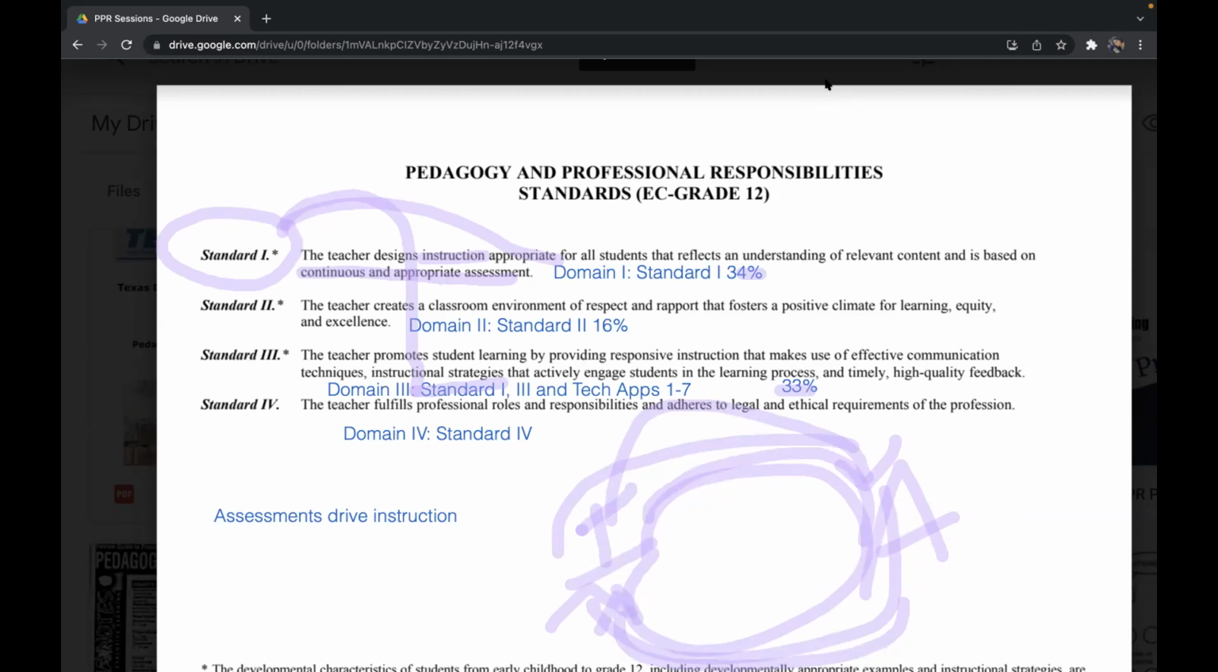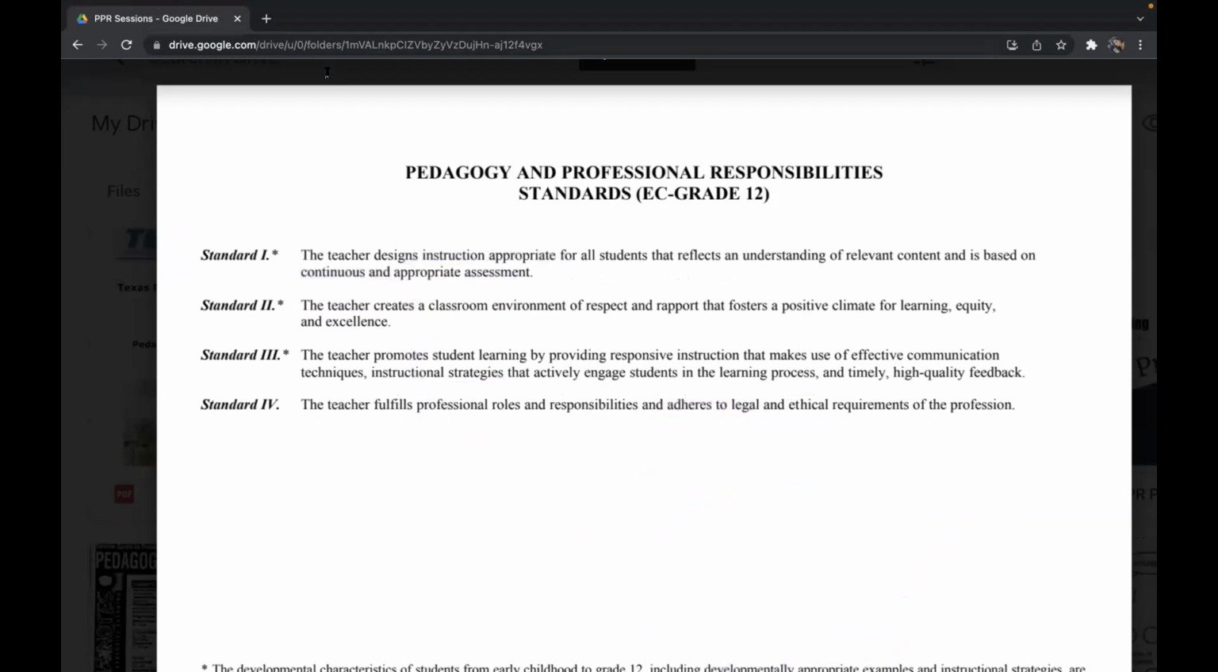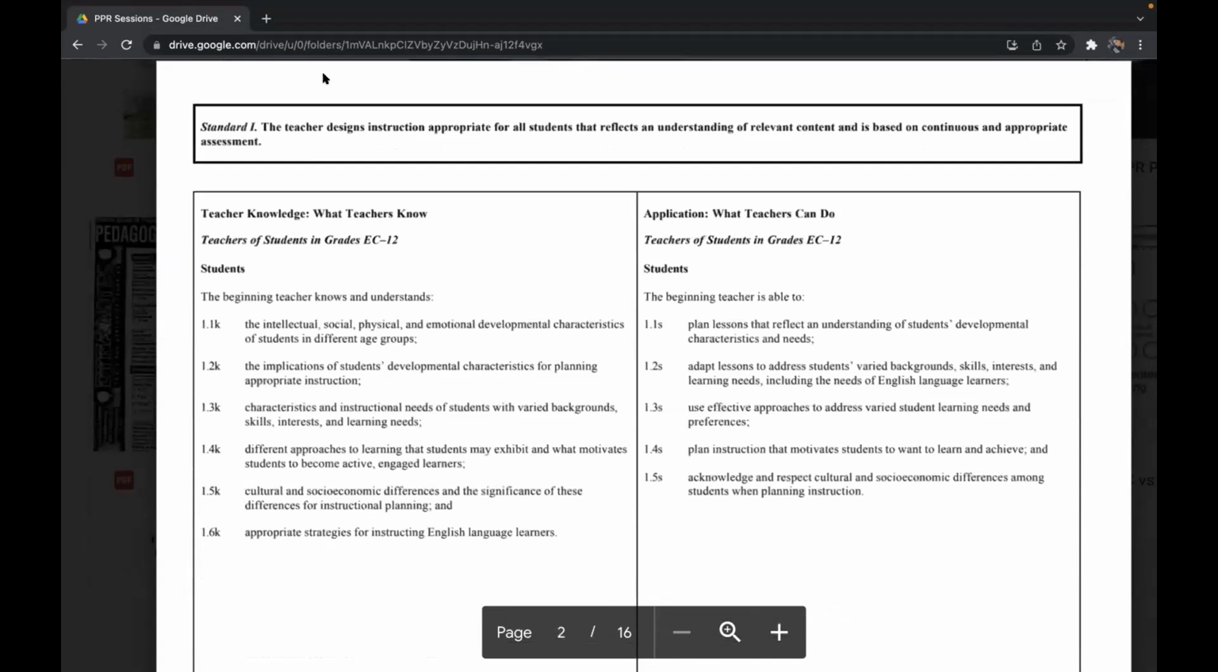So, understanding Standard 1 is so crucial to your success, not just on this exam, but in the classroom. So we're going to take a look at it.